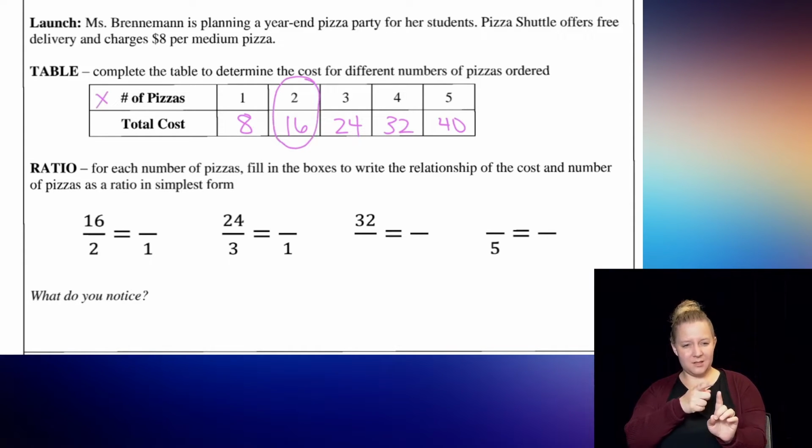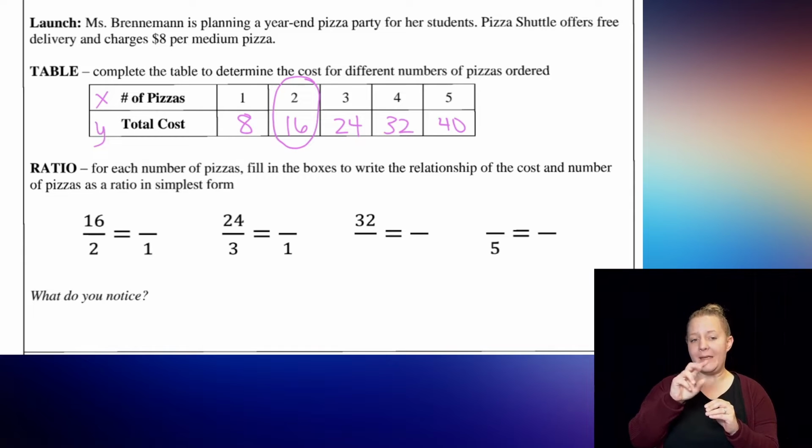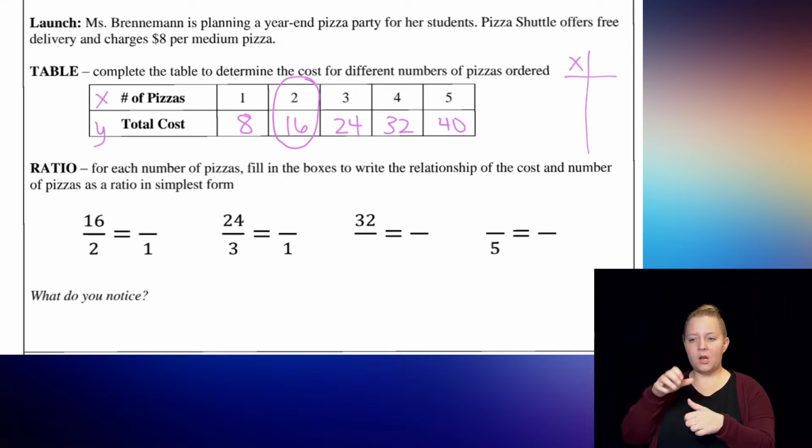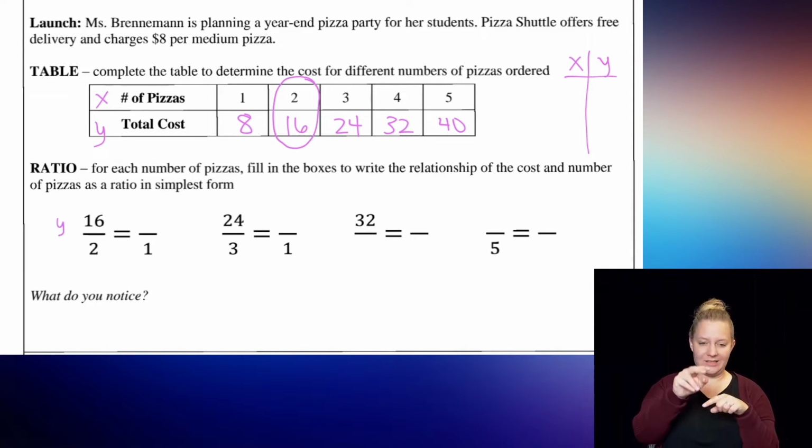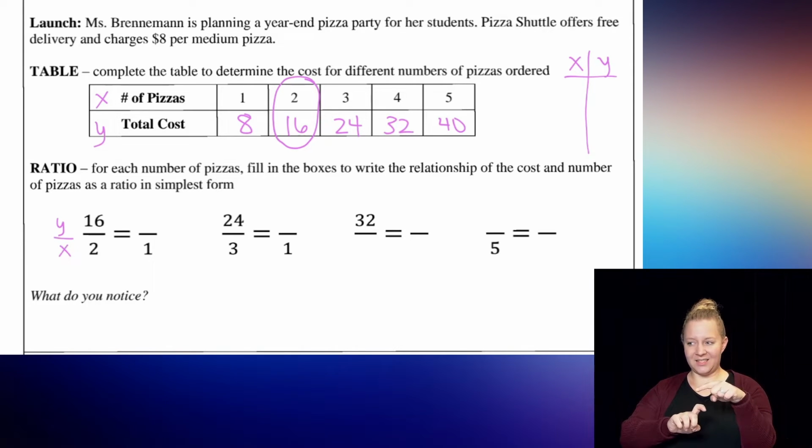So taking a look at just this point right here, number of pizzas is going to be our X variable. Total cost is going to be our Y variable whenever you have a table like that. If ever you have a table up and down like this, that's going to be your X, and this is going to be your Y. So when I compare these two variables, the total cost is up in the numerator, so that's like the Y value, and this down here is the X value.